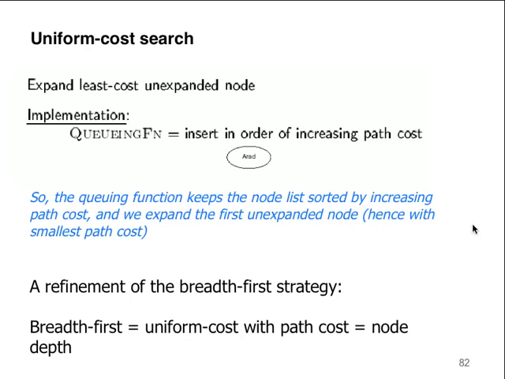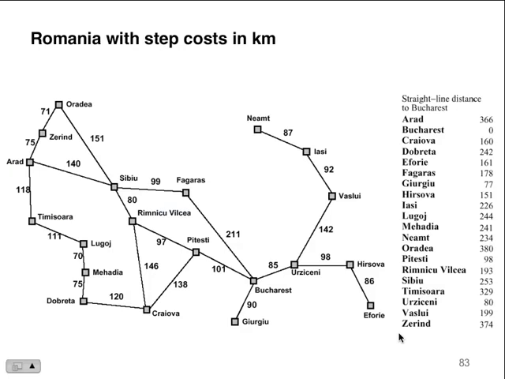So it's a refinement of the depth first strategy. It's still starting at the top and expanding downward. And it's basically the breadth first, which equals the uniform cost with the path cost equal to the node depth.